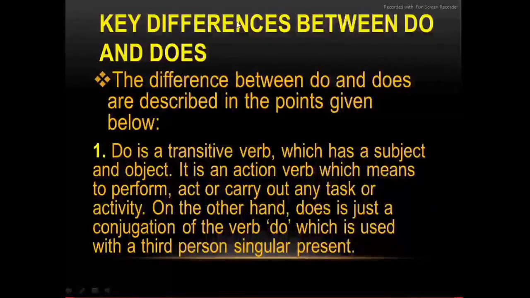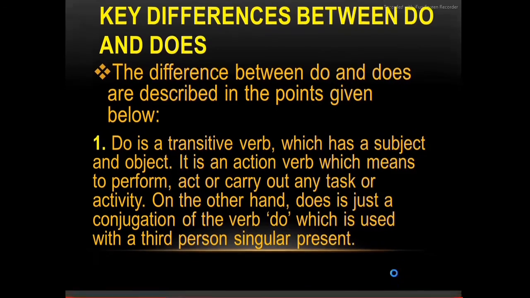Key differences between do and does. The differences between do and does are described in the points given below. 1. Do is a transitive verb, which has a subject and object. It is an action verb, which means to perform, act or carry out any task or activity. On the other hand, does is just a conjugation of the verb do, which is used with the third person singular present.